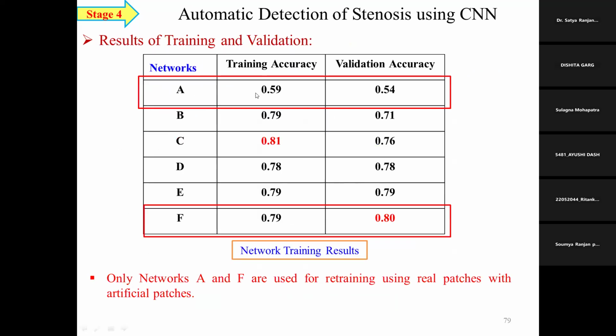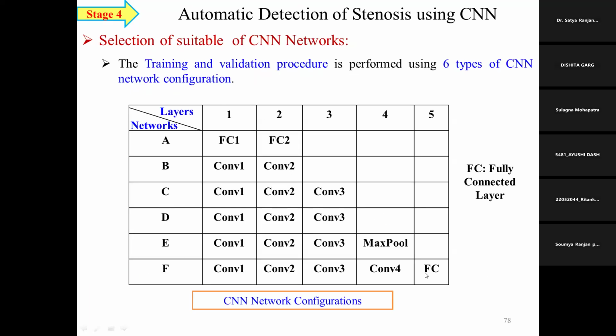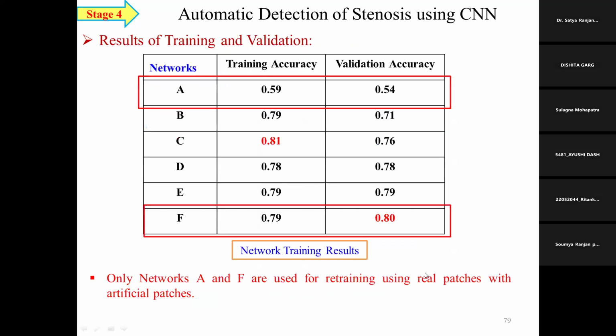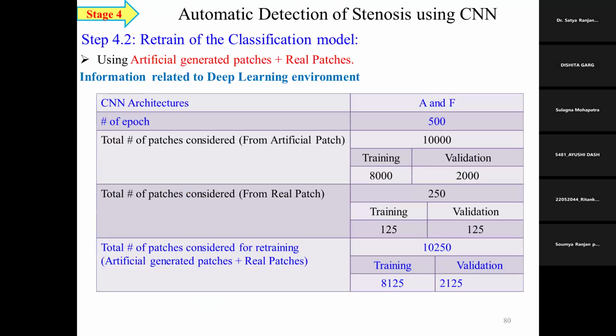Then after that, they find out that with the fully connected layer, network A and network F, which they have connected with 3x3 convolution and FC, generally give them better accuracy. So they have now two, the least one and this one, that they have considered. Now they retrain it. Then how do they retrain it?